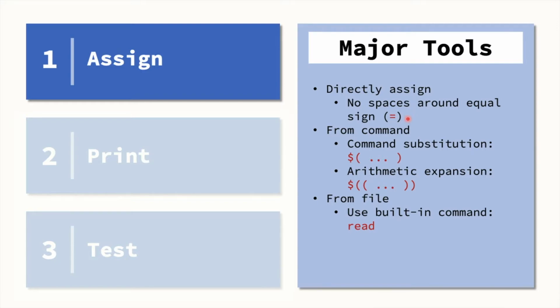However, sometimes there are values we cannot simply type out. The reason might be that we don't know their values ahead of time, or their values change from time to time. Very often, their values are from the command line results, so Bash provides 2 tools for that purpose: command substitution and arithmetic expansion. We'll discuss them later. And the last one is a Linux built-in command called read, which we can leverage to get values from a file. Let's see some examples.